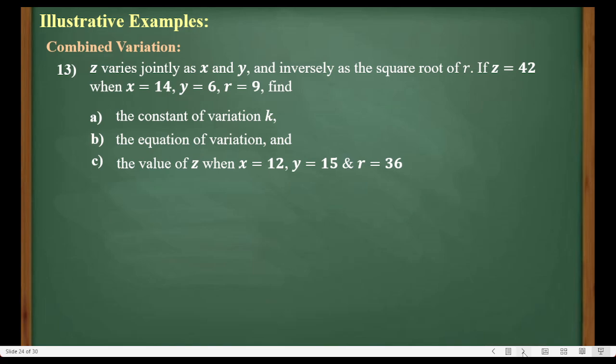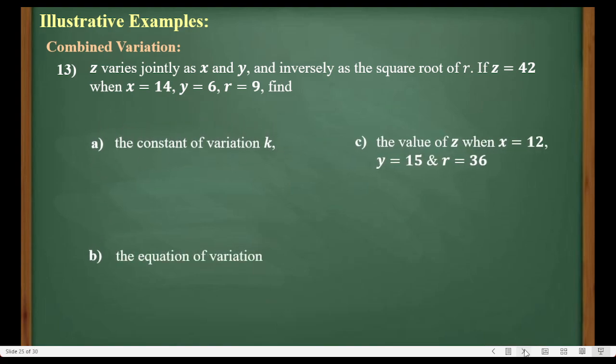Letter B, the equation of variation, and what would be the final value of z when x, y, and r are 12, 15, and 36 respectively. Of course, we translate the given statement from this example. Z varies jointly as x and y and inversely as the square root of r. So the equation using k would be z is equal to kxy over the square root of r. And from this equation, solving for k, we have k is equal to z square root of r over xy.